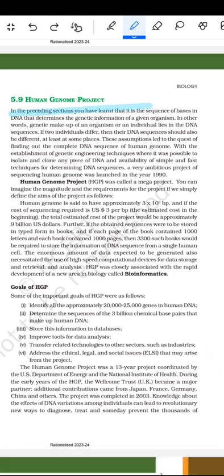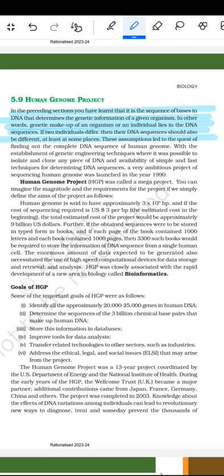in the preceding section we have learned that it is the sequence of the bases in the DNA that determines the genetic information of a given organism. In other words, genetic makeup of an organism or an individual lies in the DNA sequence. If two individuals differ, then their DNA sequence would also be different, at least at some places.